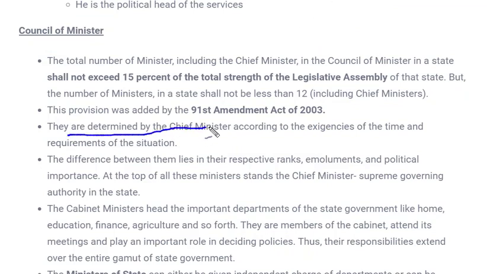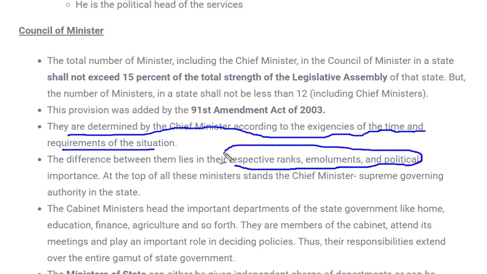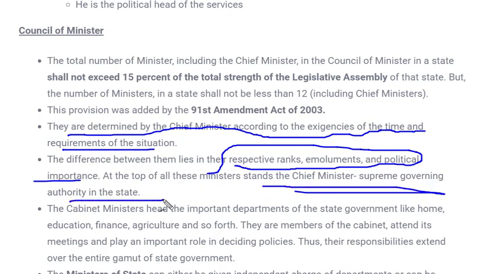They are determined by Chief Minister according to exigencies of the time and requirement of situation. The difference between them lies in respective ranks, emoluments and political importance. That means there are a few differences between the Council of Ministers. It's not necessary that every minister in the council will get the same rank, same emoluments, same political importance. It may differ as per the functioning. At top of all these ministers stands the Chief Minister, supreme governing authority of the state.